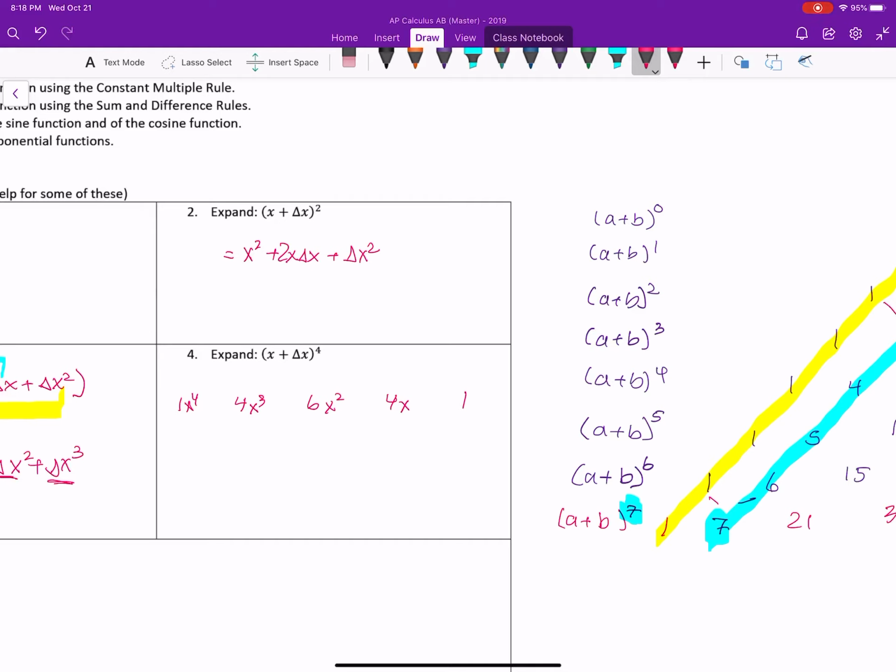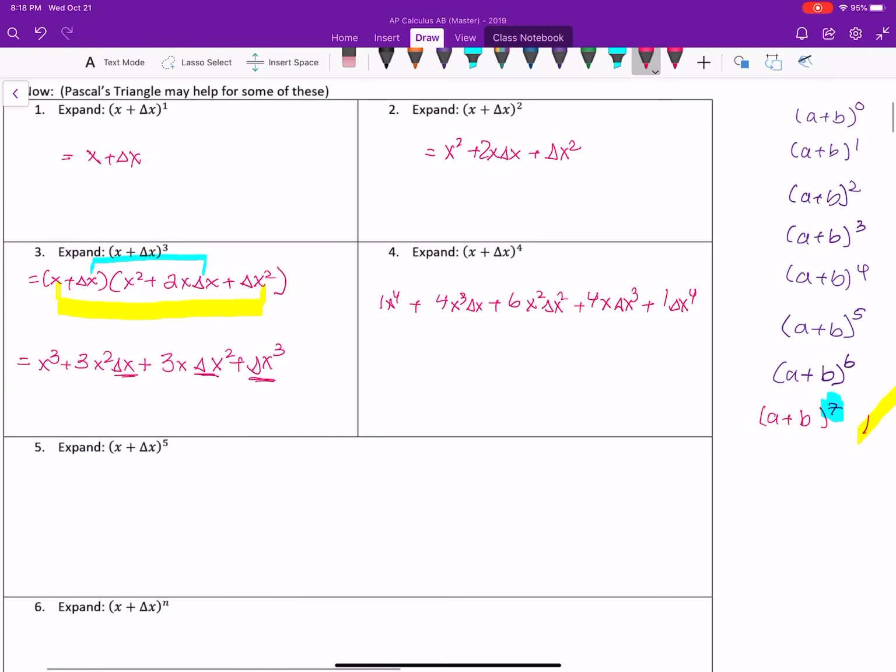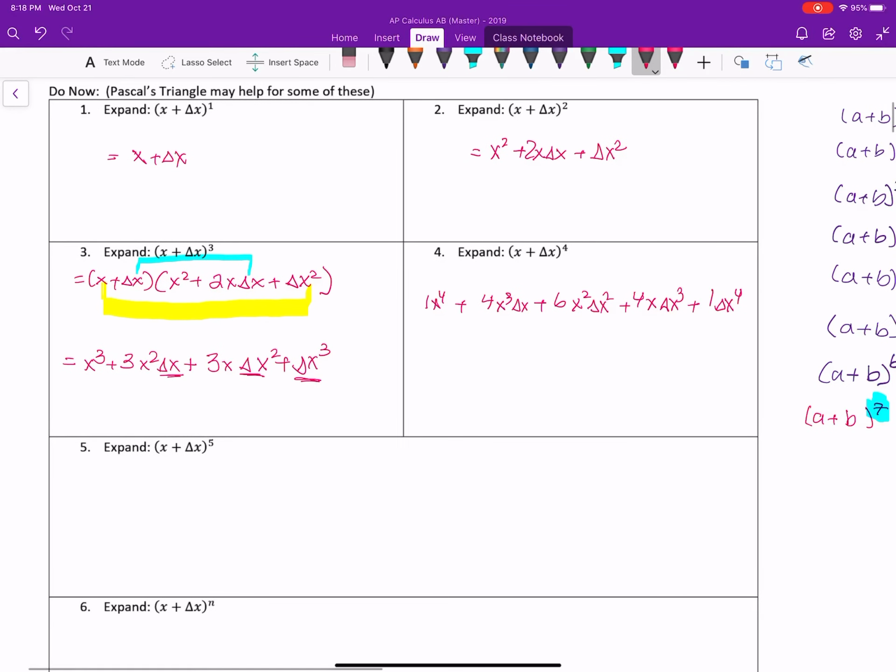And then delta x to the 0 power for the first term we don't write, but then we have delta x to the 1st, delta x to the 2nd, delta x to the 3rd, and then delta x to the 4th. And then it's going to be a plus in between all of those. Obviously, you don't need to put the ones, but that's how to quickly expand. So now I want you to try number 5. Hopefully, you'll get the same as I do.